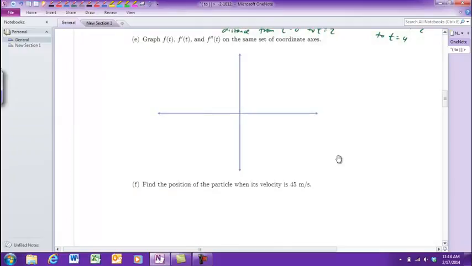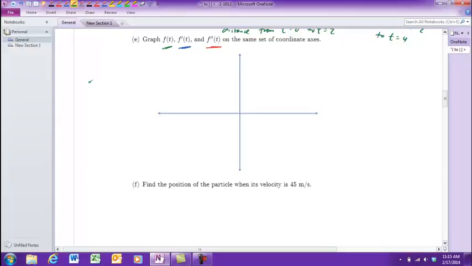Graph f of t, f prime of t, and f double prime of t on the same set of coordinate axes. So this is the position function, which maybe I'll do in green. The derivative, that's the velocity function, I'll do in blue. And the acceleration function I'll do in red. So my original function, f of t, that was t cubed minus 9t squared plus 24t.